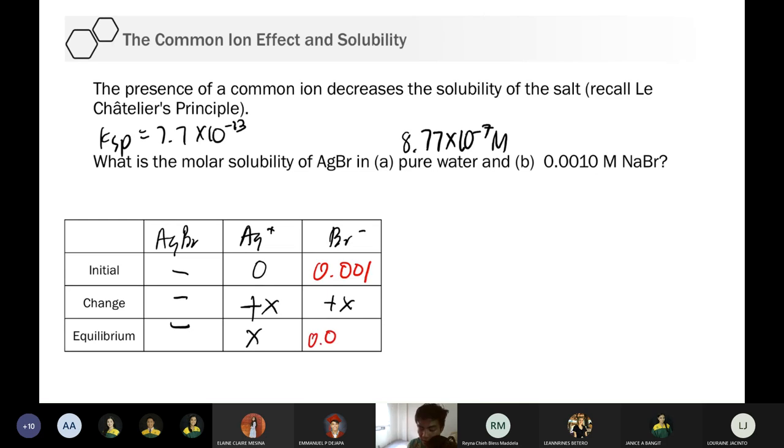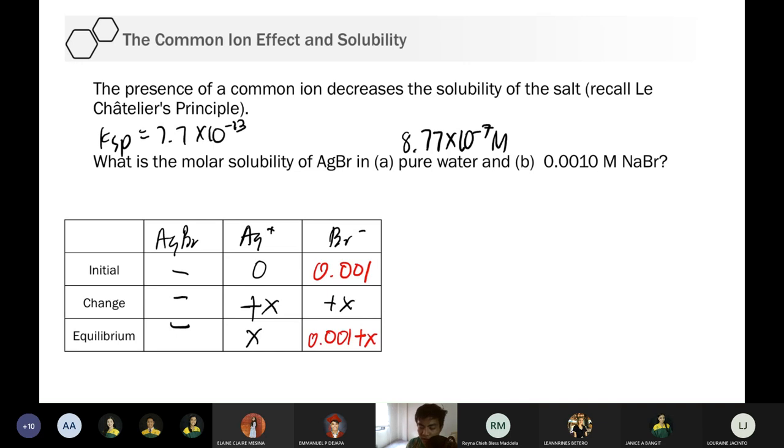No? So, at equilibrium, bromide will now be 0.001 plus X. No? Yan yung kanyang expression at equilibrium. However, yung Ag, ganun pa rin. Wala naman kasi tayong existing Ag. No? Okay? So, ayan. Ngayon, what will be the molar solubility? What will be the value of X?